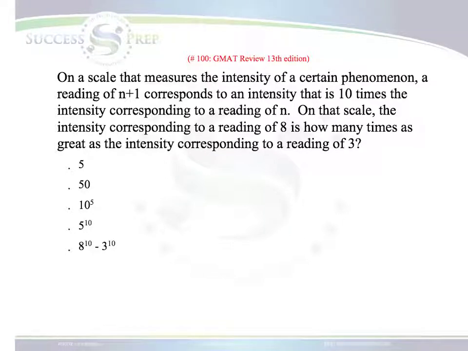This particular question on the GMAT tends to confuse a lot of people because of the way the question is worded. But a part of the question I want us to focus on is the part that says a reading of n plus 1 corresponds to an intensity that is 10 times the intensity of a reading of n. All that is telling us essentially is if you think about a reading of n compared to a reading of n plus 1, there is a times 10 relationship between those two readings.